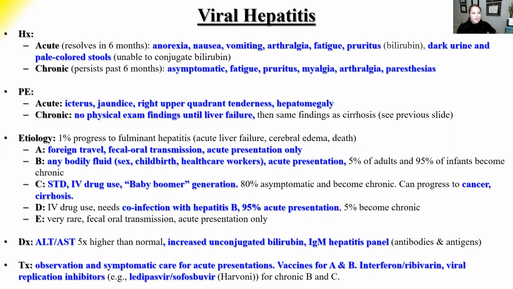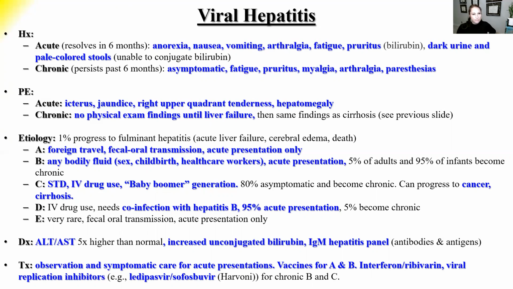Remember that one. B can be transmitted through any bodily fluid. So sex, childbirth, and healthcare workers are high risk for that one. B is going to be an acute presentation as well, but 5% of adults and 95% of infants will progress to become chronic. So B presents as acute, but it can become chronic later.